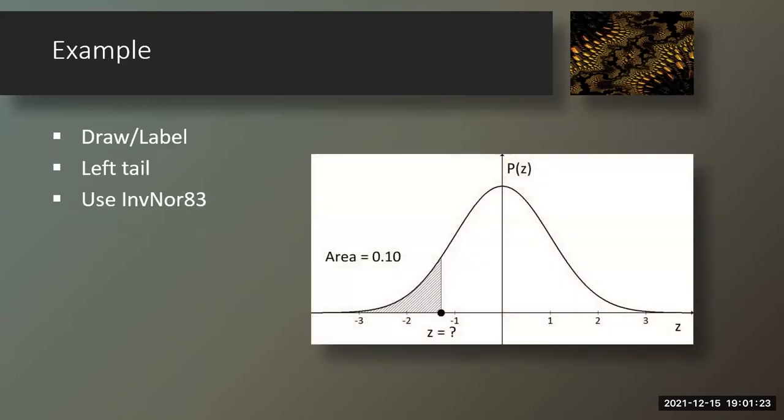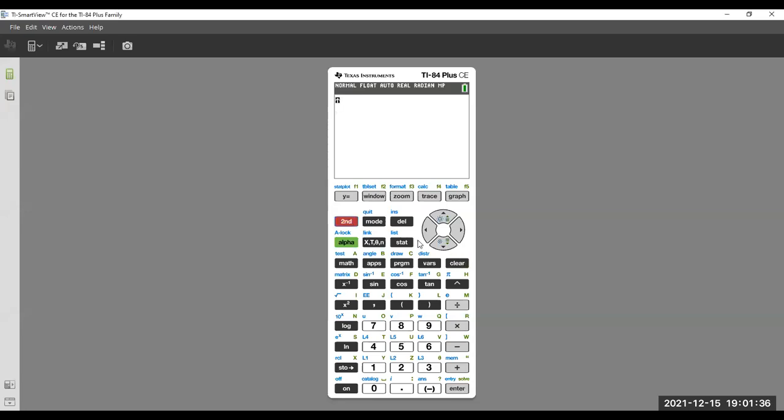So it's the inverse normal. No, that's the wrong program again. Let me go ahead and pick up the right program. This is where we get to use our inverse normal function. The area I am interested in is 10%, so 0.10. There's the mean, there's the standard deviation, and we're working with the left tail.